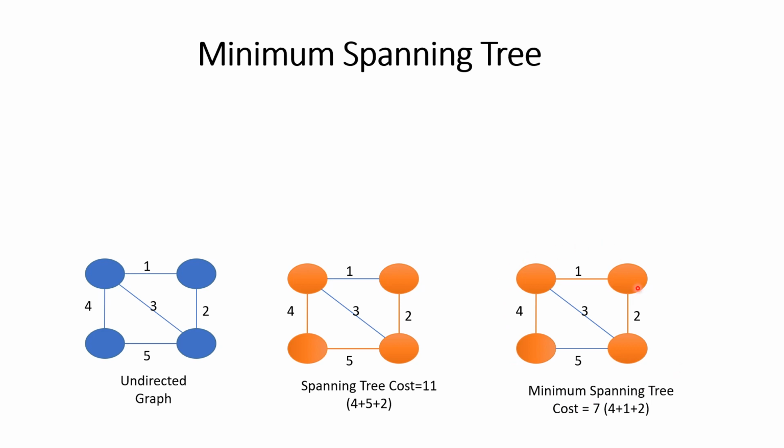So we have to check all the possibilities and find out which is the minimum spanning tree, which is of low cost. So connect all the vertices with minimum cost edges. That is the minimum spanning tree.